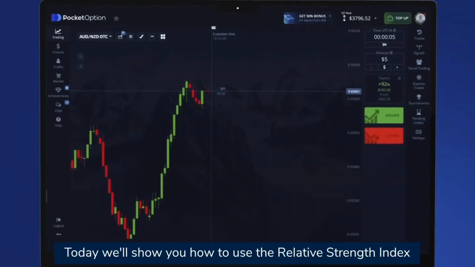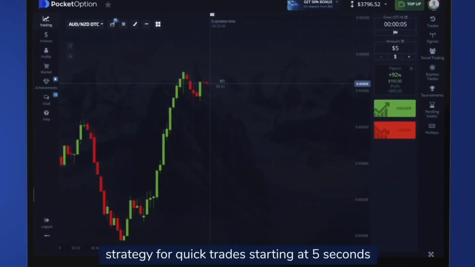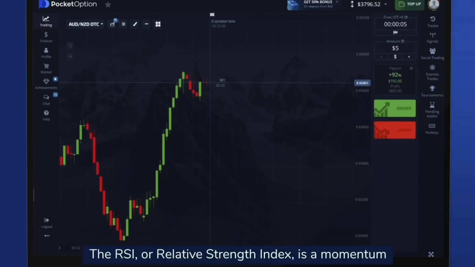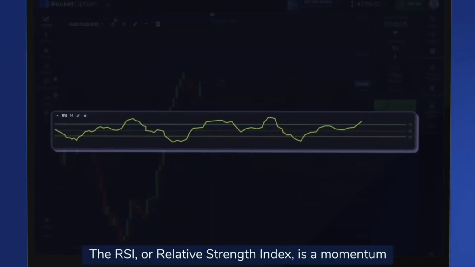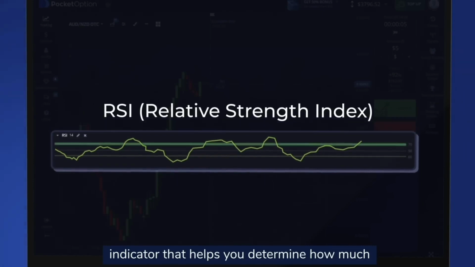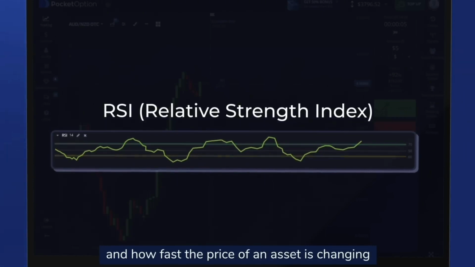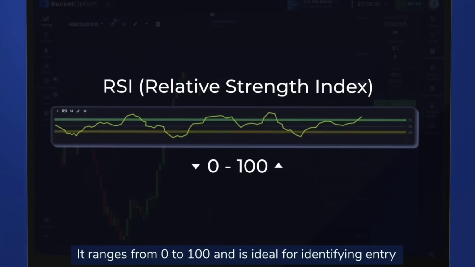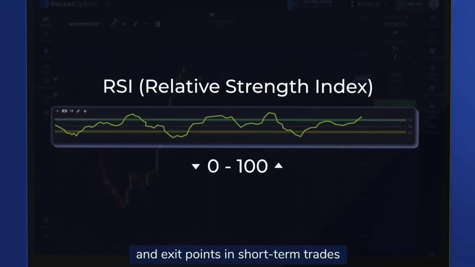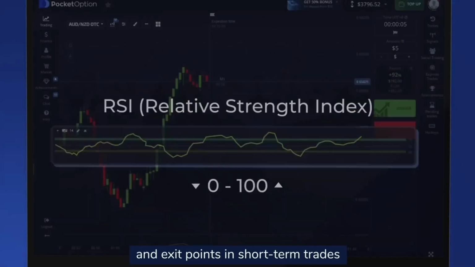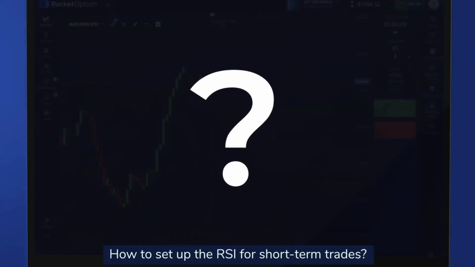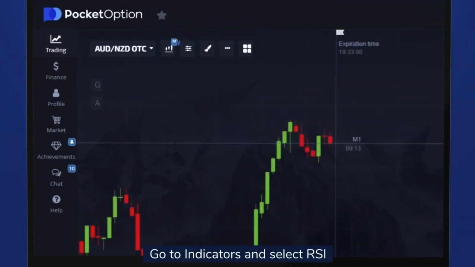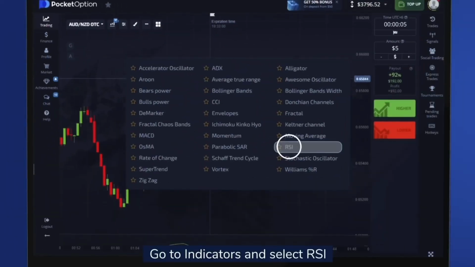Today, we'll show you how to use the Relative Strength Index strategy for quick trades starting at 5 seconds. The RSI, or Relative Strength Index, is a momentum indicator that helps you determine how much and how fast the price of an asset is changing. It ranges from 0 to 100 and is ideal for identifying entry and exit points in short-term trades. How to set up the RSI for short-term trades? Go to Indicators and select RSI.